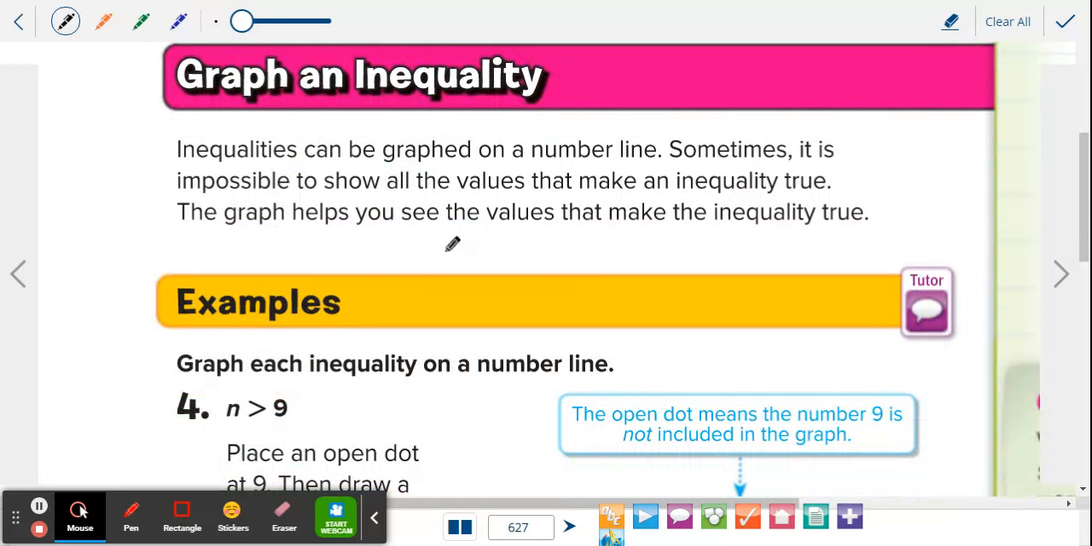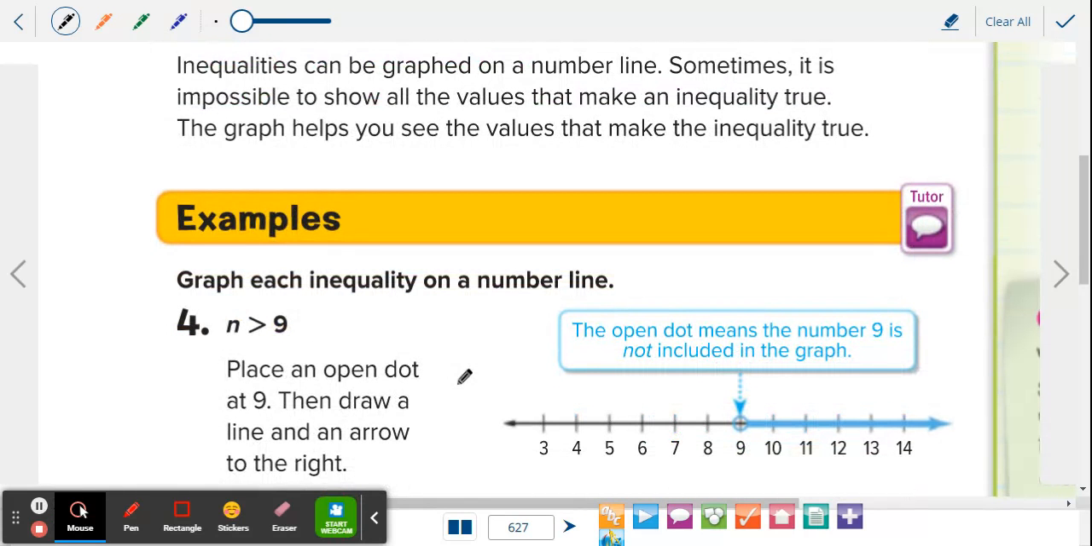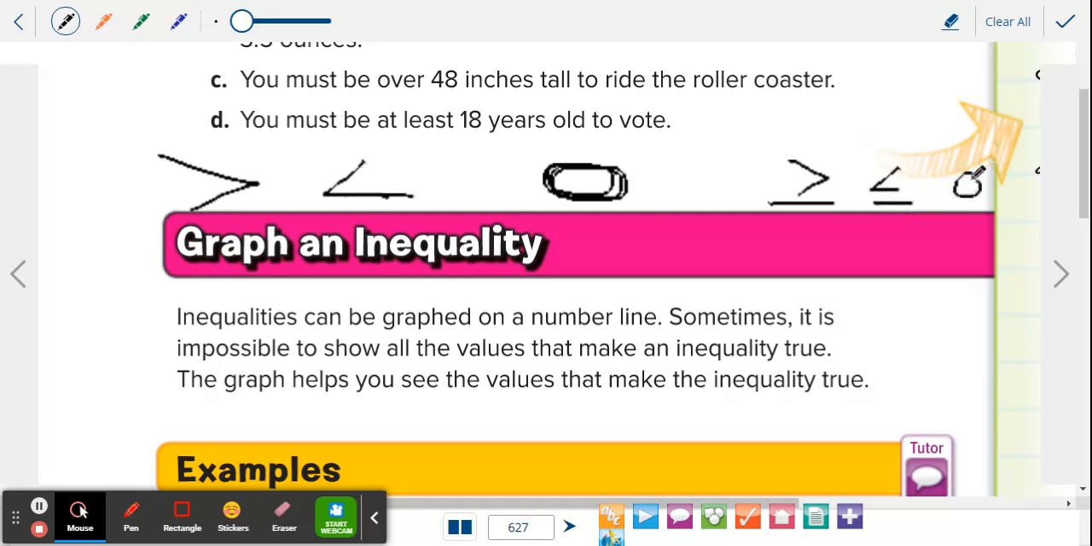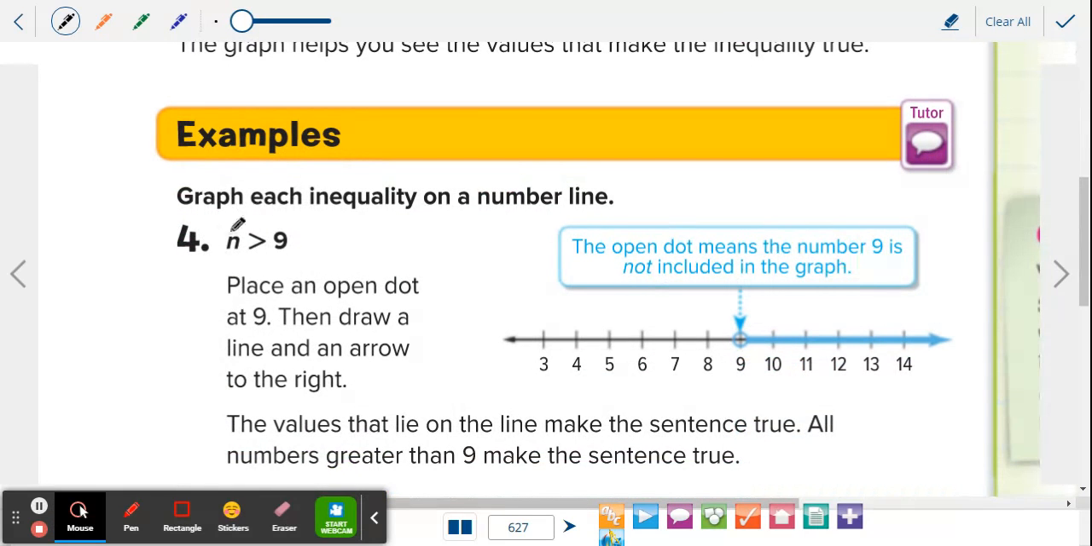So to do that, they're going to give you an inequality like this. n is greater than 9. Okay, when you are graphing inequalities, when you have this symbol or that symbol, greater than or less than, without the equal sign, you put a circle on the number they have in the problem. Just a circle. I'll talk about that here in a minute. If they have greater than or equal to or less than or equal to, you put a dot because it means it can equal that number. Okay? So this one is n is greater than 9.